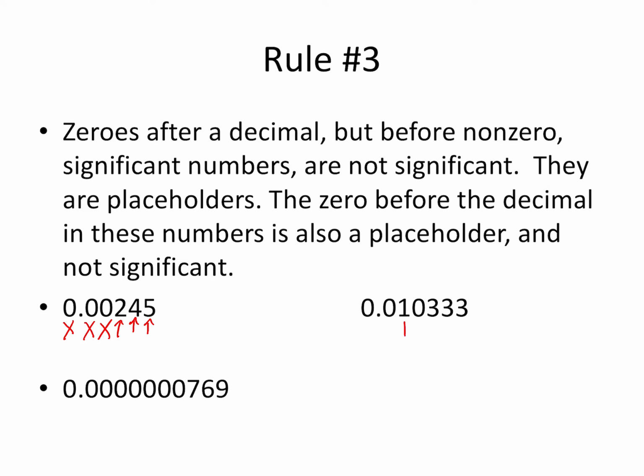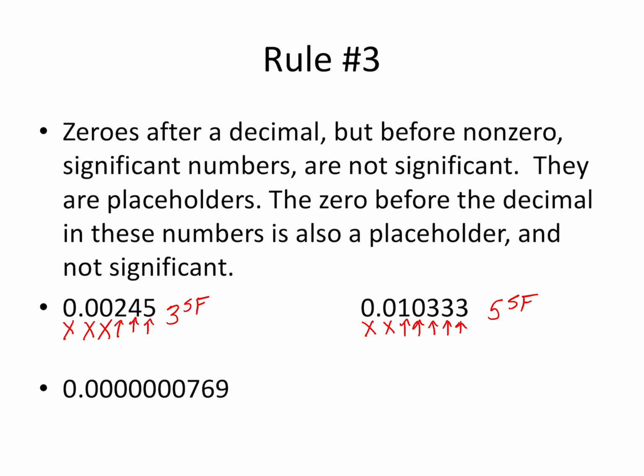If we look at our next example, the 1 is significant. The 3's are all significant, all of these, because they're non-zero. The zeros at the beginning are just pushing this 1 to the hundredths place, so they are placeholders. The 0 that's left here between the 1 and the 3, according to rule number 2, is significant because it's sandwiched. And so here I have 5 significant figures. Over here I have 3.